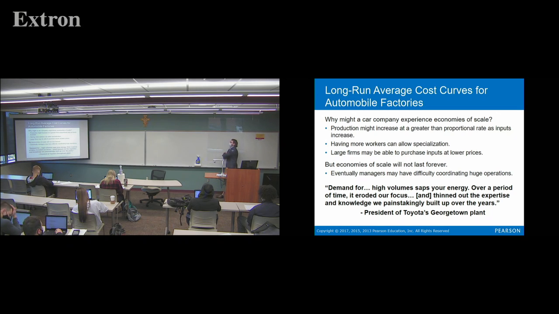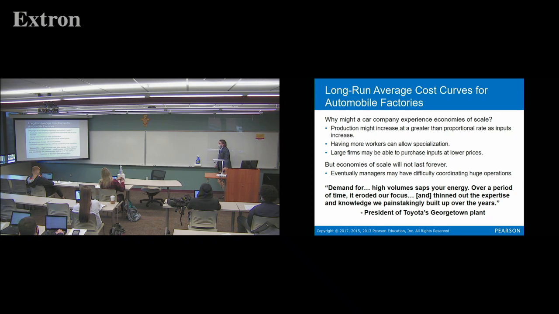So, looking specifically at automobile factories and at the automotive industry, a car company might experience economies of scale because their production might increase at greater than the proportional rate as inputs increase. At greater? Sounds like a typo. I don't know what they're going for there. Greater than. So as you use more inputs, say you're using more workers or more capital, you're able to increase production at a greater rate than what you're putting in.